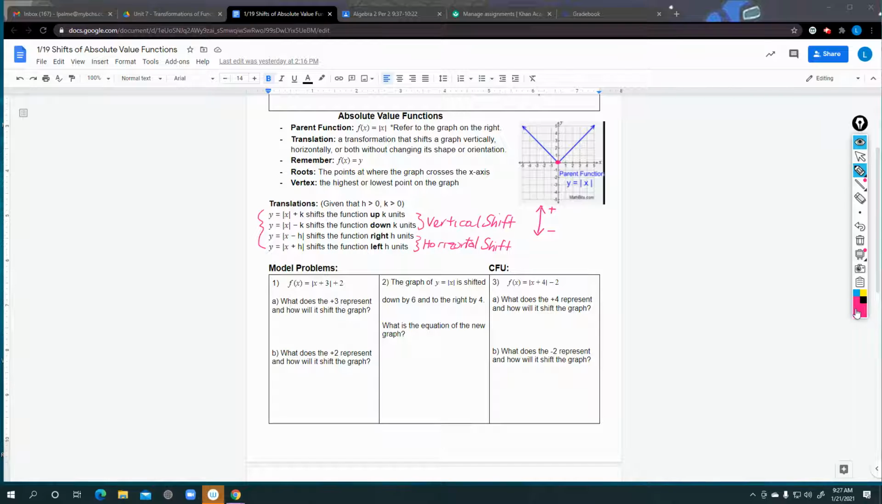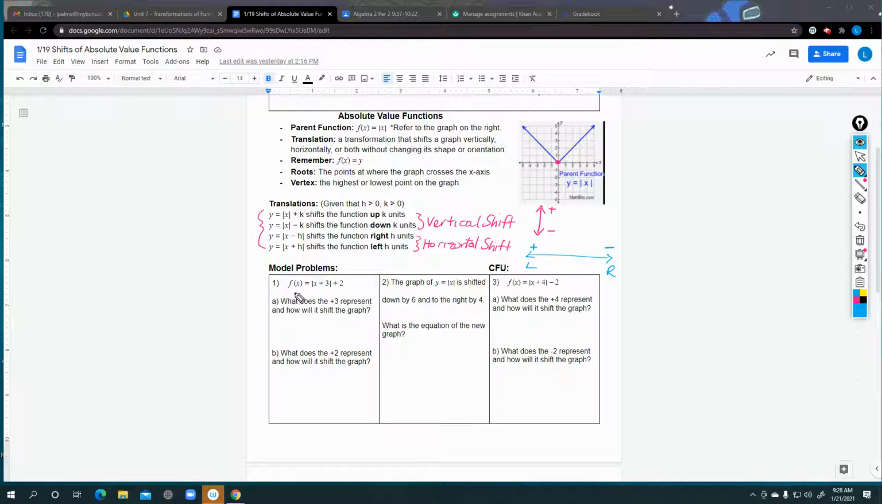Little different with your horizontal shifts. Horizontal shifts, you will be moving left or right. However, normally left is negative, right is positive. In this case, if you have a value inside the absolute value symbol for your horizontal shift and it is negative, you will be moving to the right. Positive values of h will be moving to the left. So please keep this in mind when you are shifting and when you are annotating your problems.